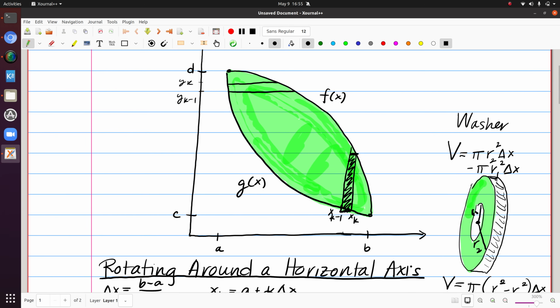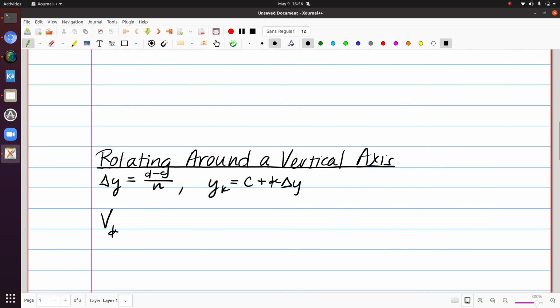And importantly, same thing, I can fit a rectangle. So let me choose a right hand scheme again. And imagine that we're going to rotate that around now the y-axis. And I'm going to get a washer again. The only difference is it's going to be kind of what we have here laid on its side. And it's still going to have that same kind of formula. So we're going to get that the volume of that slice is roughly pi, and then we're going to take the outer radius squared minus the inner radius squared, all times delta y.